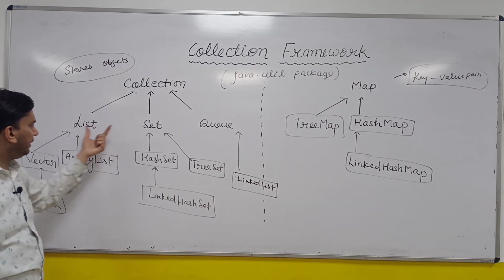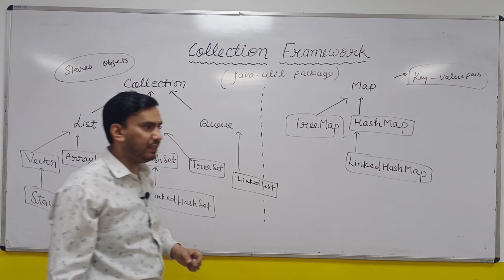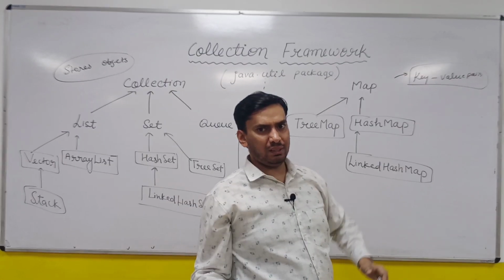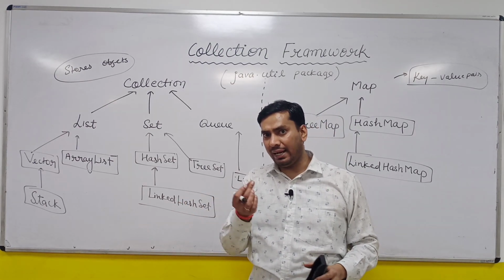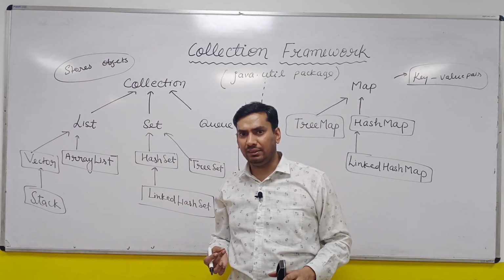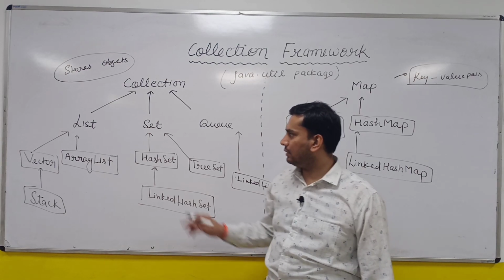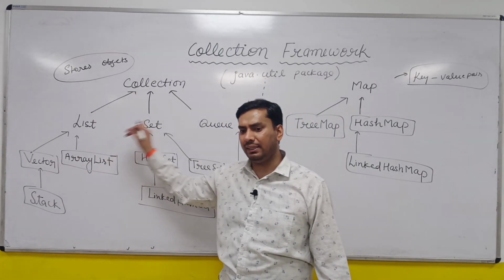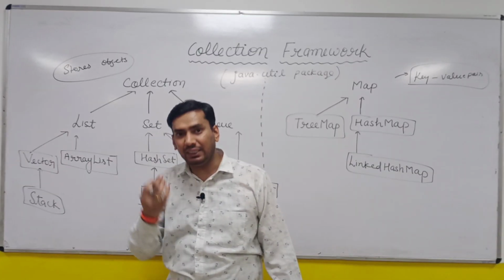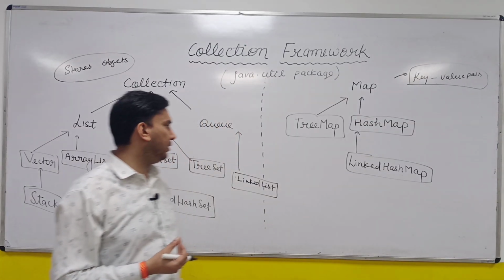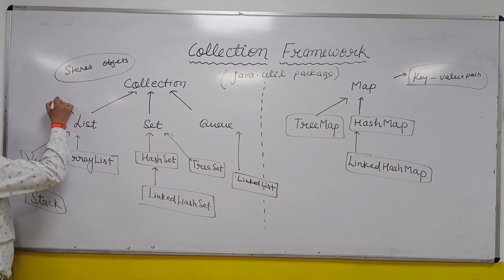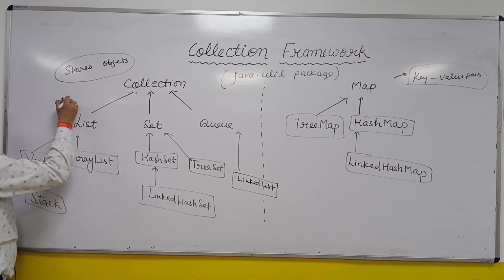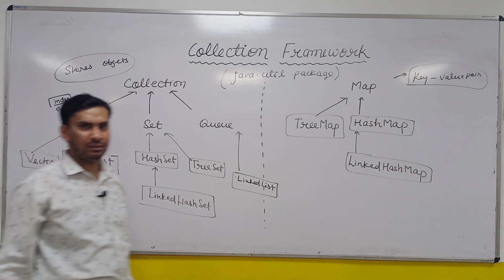Again, these three sub interfaces have their own property, and that is very important to understand. So what are the properties? Mainly we talk about the list and the set. What is the property of the list? List provides you the feature of indexing. List supports indexing, right?